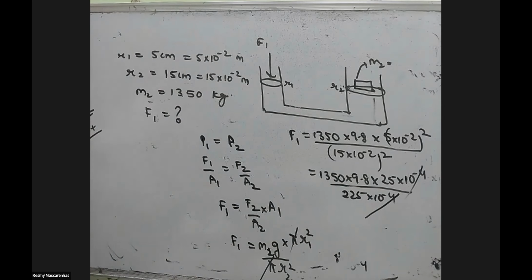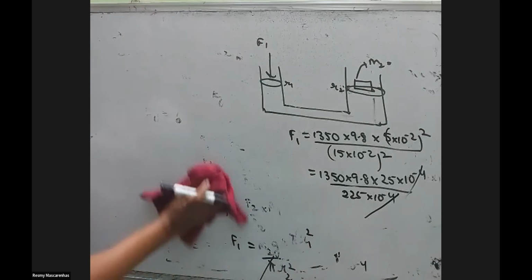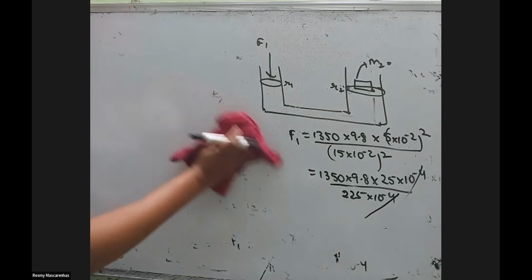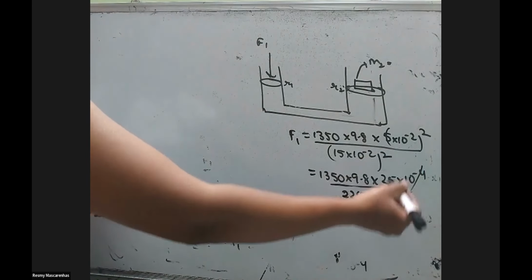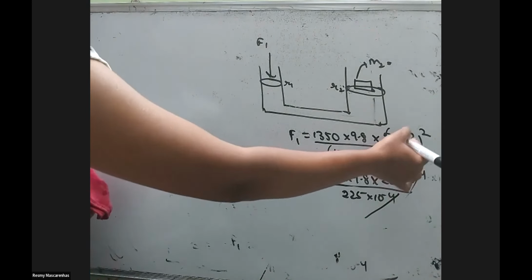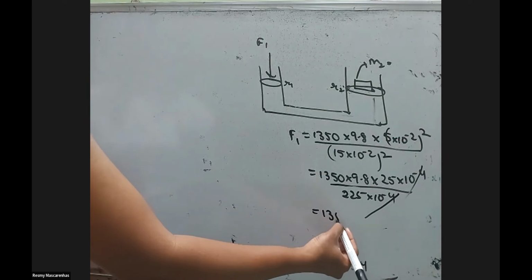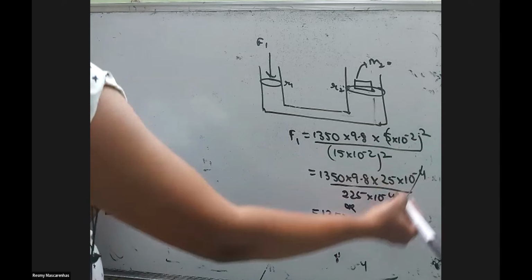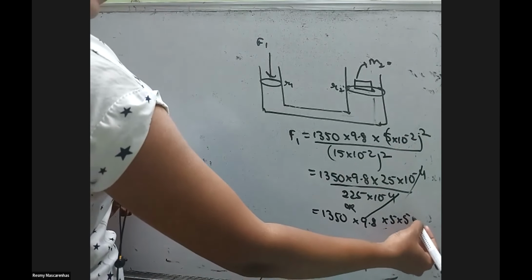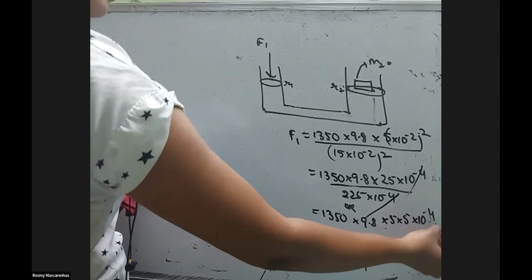Then right answer. You can also do it that way if you don't want to first calculate and write the answer. Write it 2 times also. See, 1350 9.8. Pi square I can write it as 5 into 5 into 10 raised to minus 4.